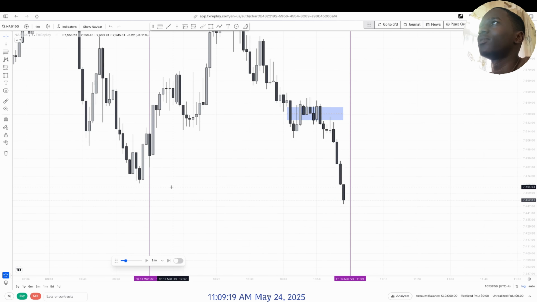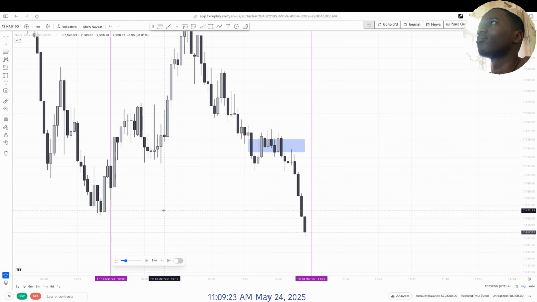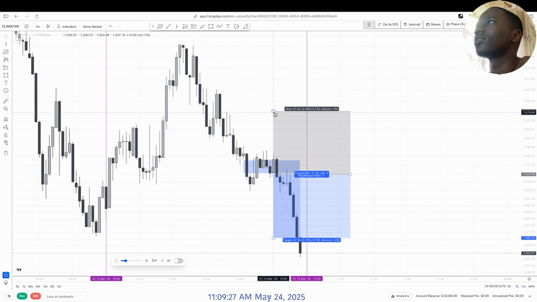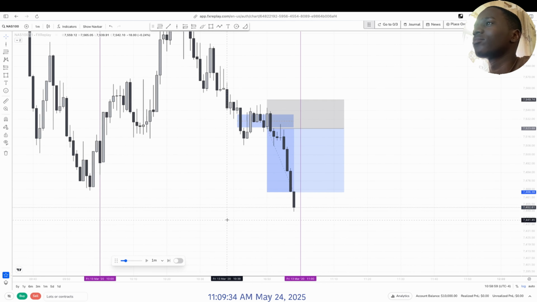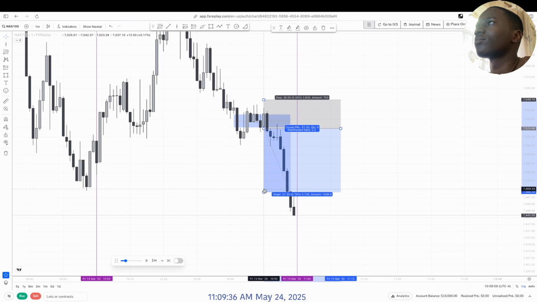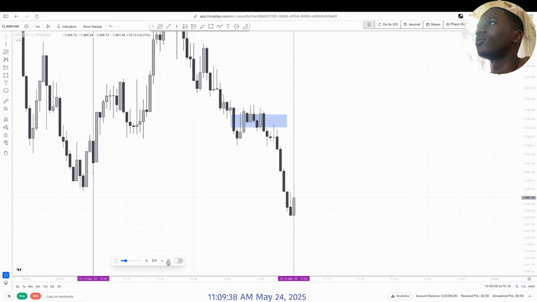So it ended up taking the low right here. So a trade here wouldn't have been bad, just like this, and then you target this low. Okay, well, that was all about.